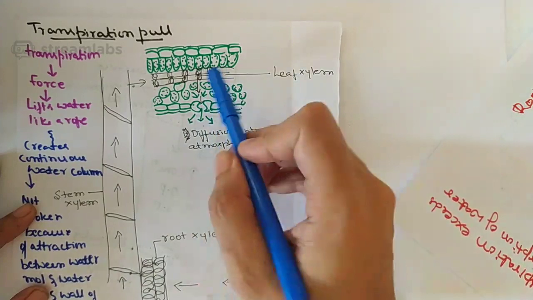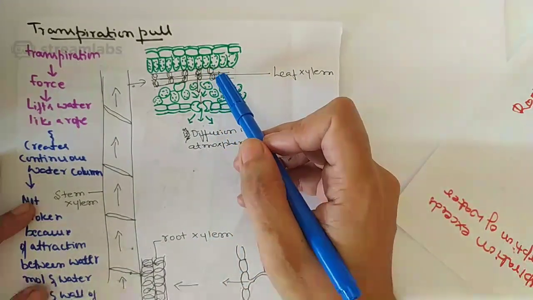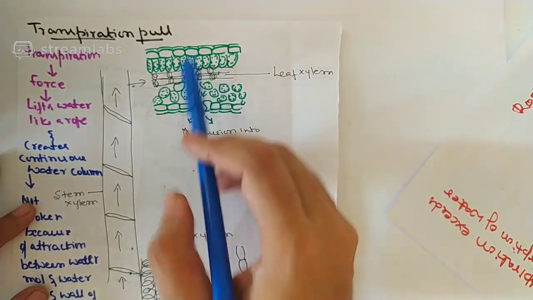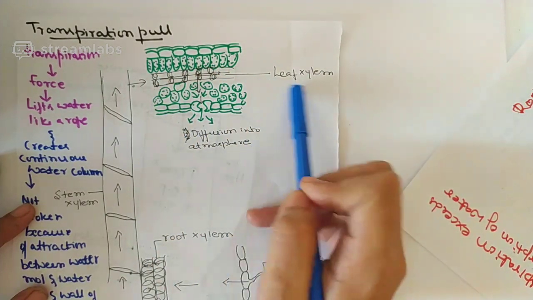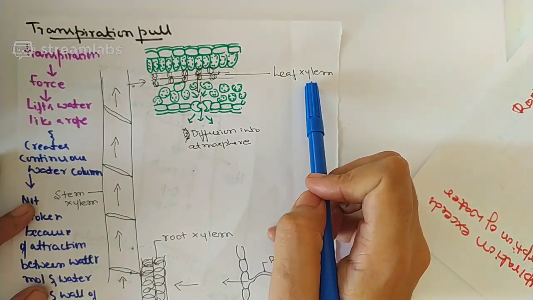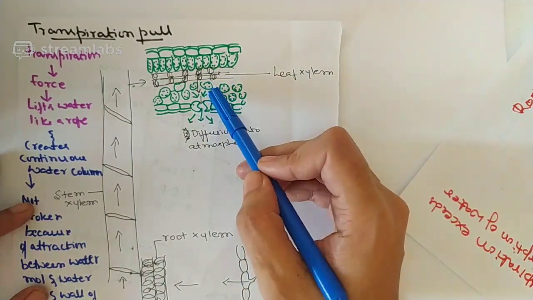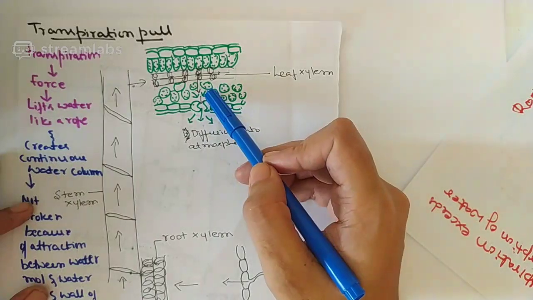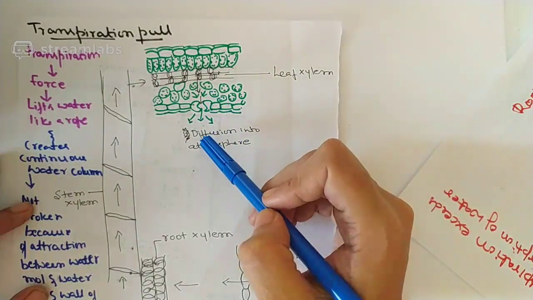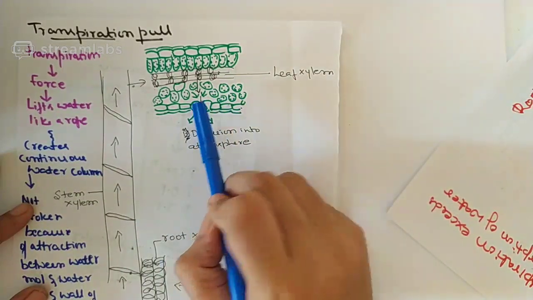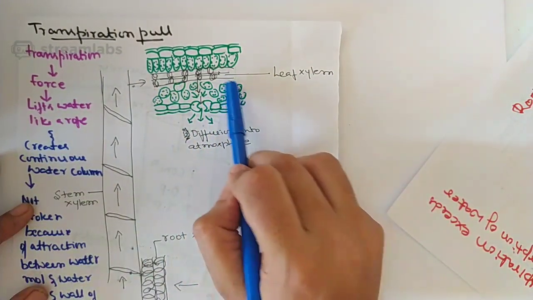So immediately it is going to absorb water from the neighboring source which is available for the mesophyll cell. That source is the leaf xylem. In the leaf xylem there is water. So water from the leaf xylem is going to move to the mesophyll cells. Guard cell loses water, so it takes up water from its neighboring cells. The neighboring cells here are mesophyll cells.